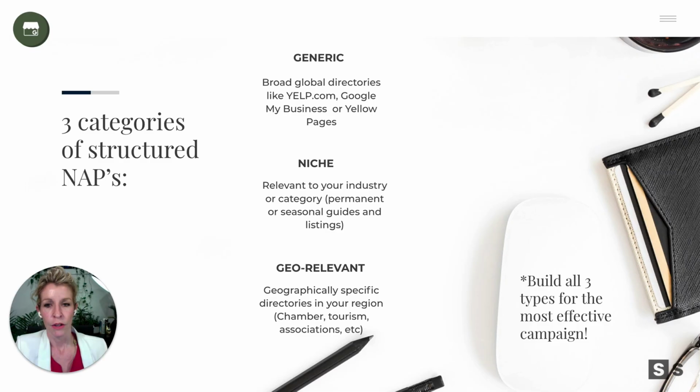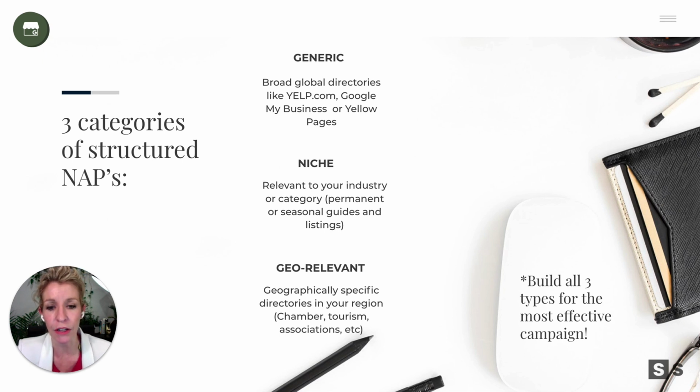So the three categories of structured NAPs, let's go there now. We're sort of drilling down. The structured NAPs being the holy grail. We've got generic, we've got niche, and we have geo-relevant. So broad directories like Yelp.com, Google My Business, or Yellow Pages, those are generic NAPs that are important. Niche, really relevant to our industry or category. Seasonal guides or listings, again, industry-specific associations you might be a part of, or member groups that can list your business as one of theirs in their directory.